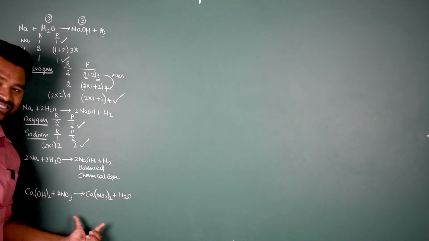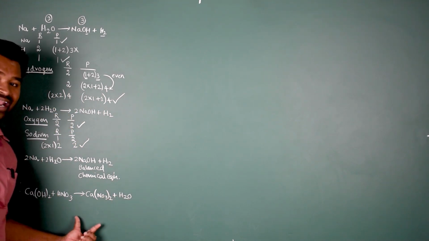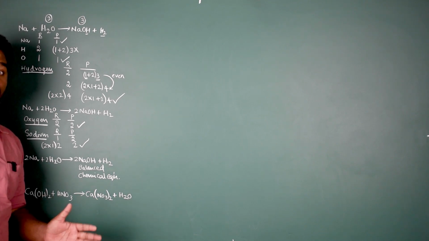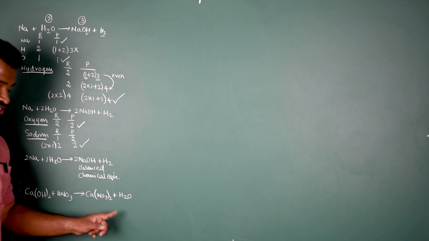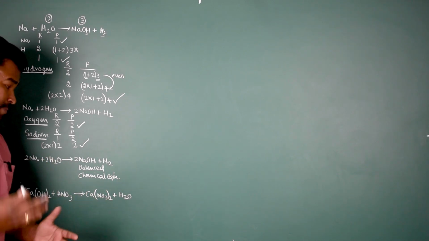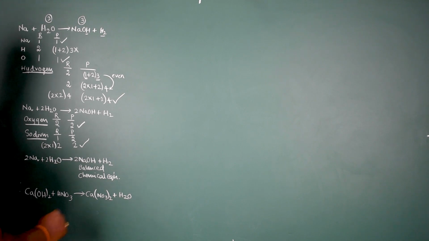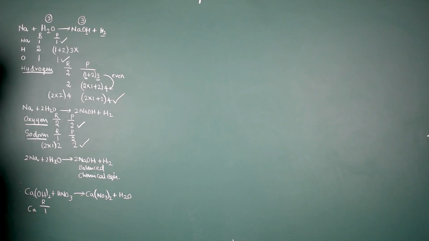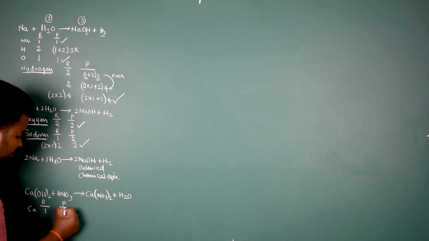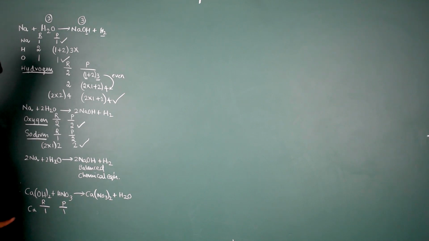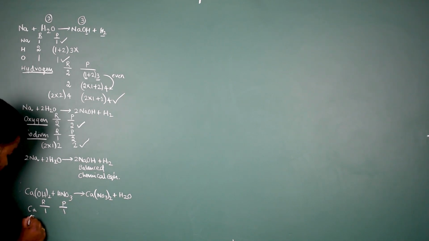Now we have to balance this reaction. So before we balance this reaction, we should know whether the reaction is balanced or not. We have to check whether this equation is a skeletal equation which is balanced or skeletal equation which is not balanced. Let's try to check. So how many calciums are here on the reactant side? If you look on the reactant side, calcium is 1. Whereas on the product side, calcium is also 1. So calcium is balanced.